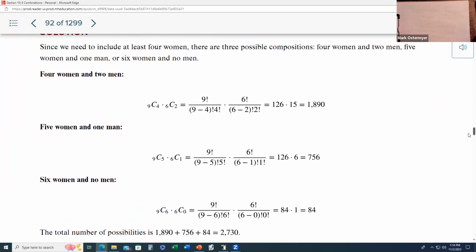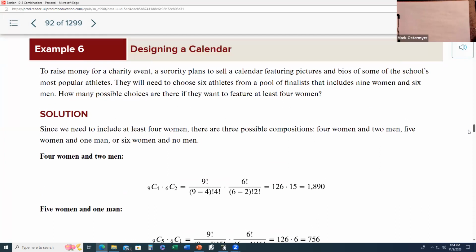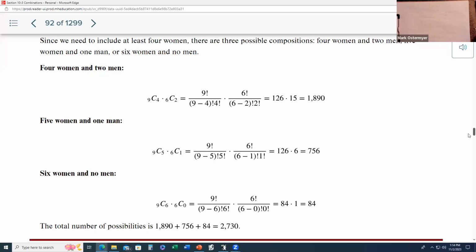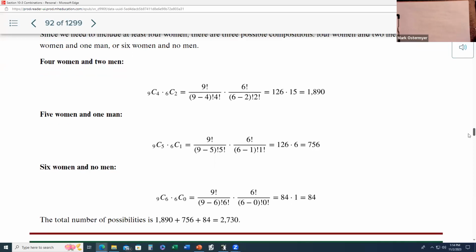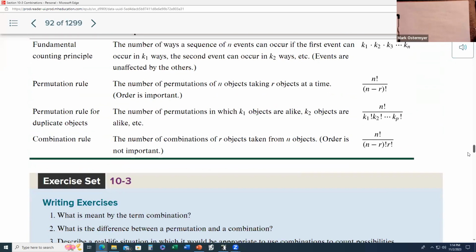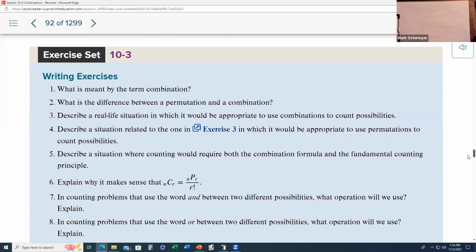They have that problem in its entirety here, which is example 6 in your textbook, designing a calendar notice. You can study it in there in its entirety. It's also on a PowerPoint, same thing. All right, so let's see if we can dig into this right here.